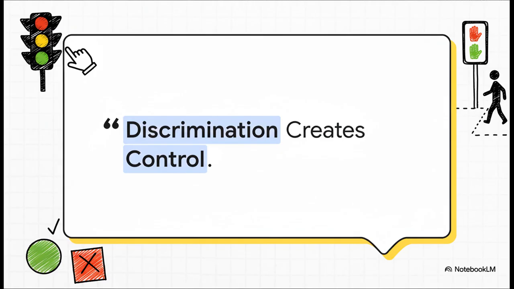Discrimination creates control. Say with me, discrimination creates control. The process is what gives you the outcome. Once you truly master this relationship, you're not just getting ready to nail an exam question. You're becoming a more precise, more powerful, and way more effective clinician. So my question to you is, how are you going to use this to build an even clearer discrimination for one of your learners tomorrow?